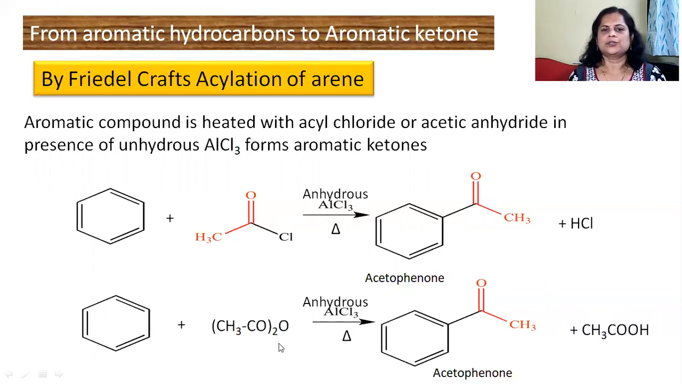Again, the hydrogen of the benzene is replaced and removed in the form of acetic acid, CH3 C=O OH. Removal of acetic acid takes place, with the formation of the main product acetophenone. Into the benzene we added the acyl group C=O CH3. So this reaction is known as the Friedel-Crafts acylation reaction, in which aromatic hydrocarbons are converted into the aromatic ketones.